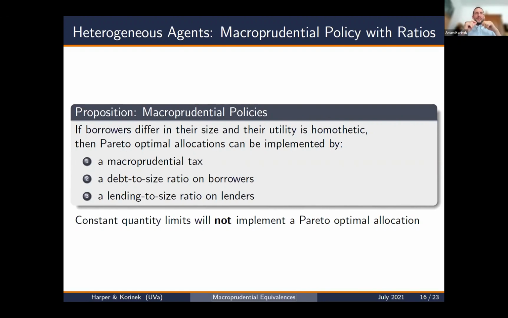Should also emphasize that the redistributive results that we looked at in our previous setting carry over one-for-one. So again, ratios imposed on borrowers keep the surplus with borrowers, ratios imposed on lenders keep the surplus with lenders. And now let me hand over to Daniel.